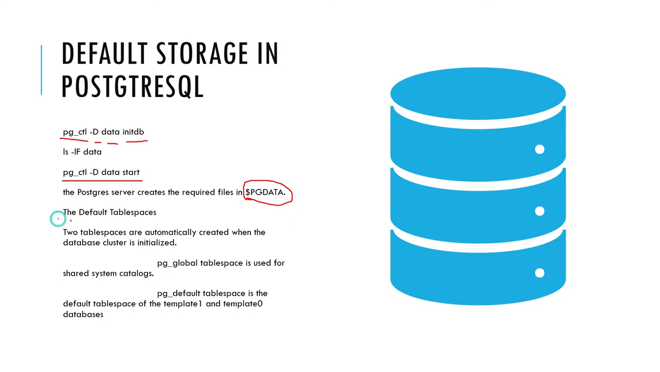By default, there are two tablespaces which are created when you install a new instance. One is pg_global, which refers to the global system catalog files, the shared system catalogs, and there is pg_default, where your user data is created. We are more interested in pg_default because your user data will be stored over here.